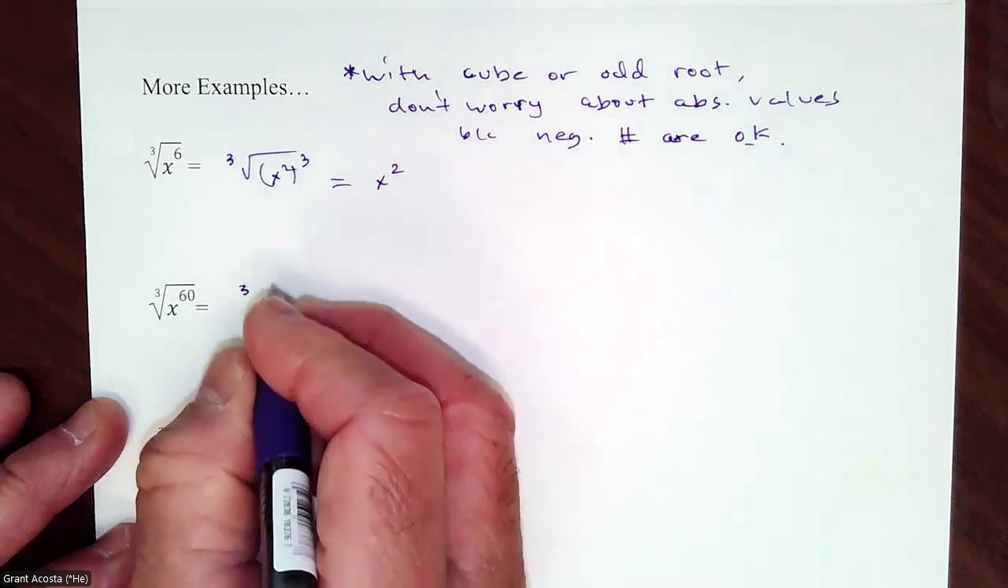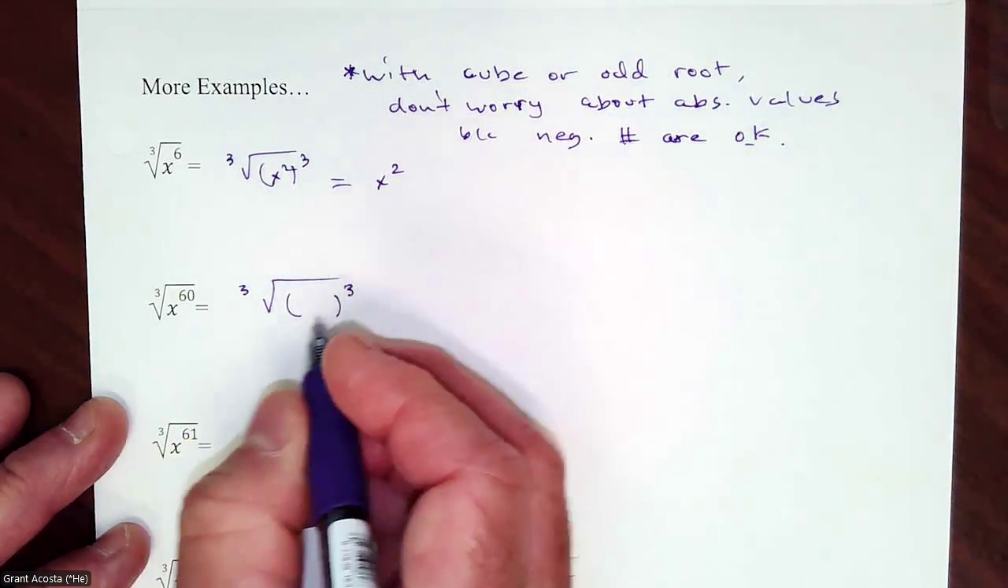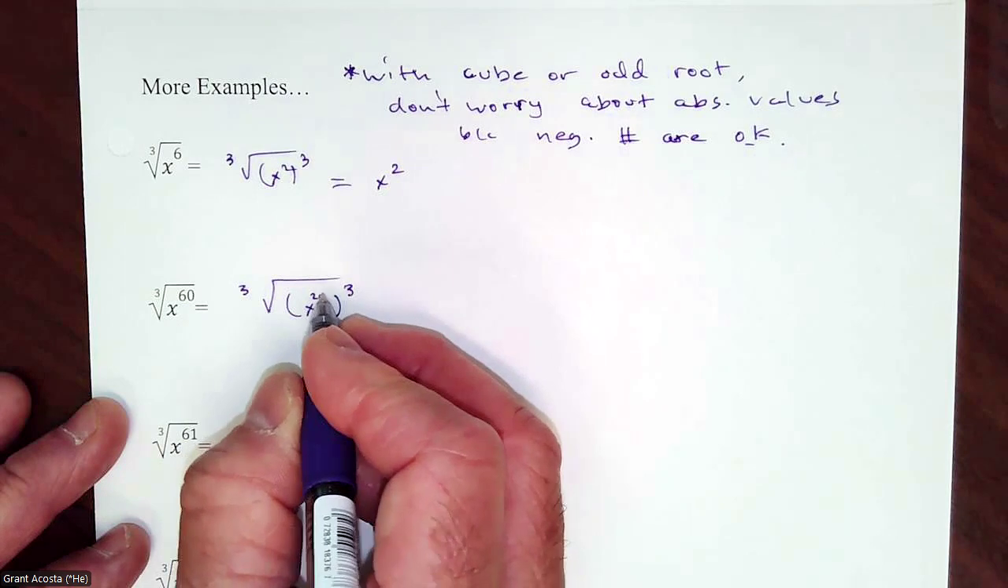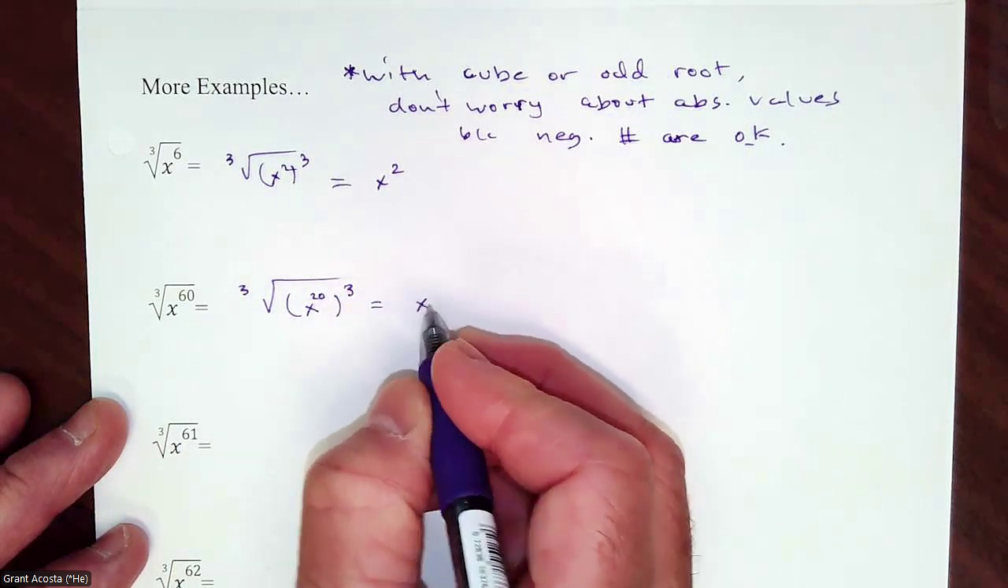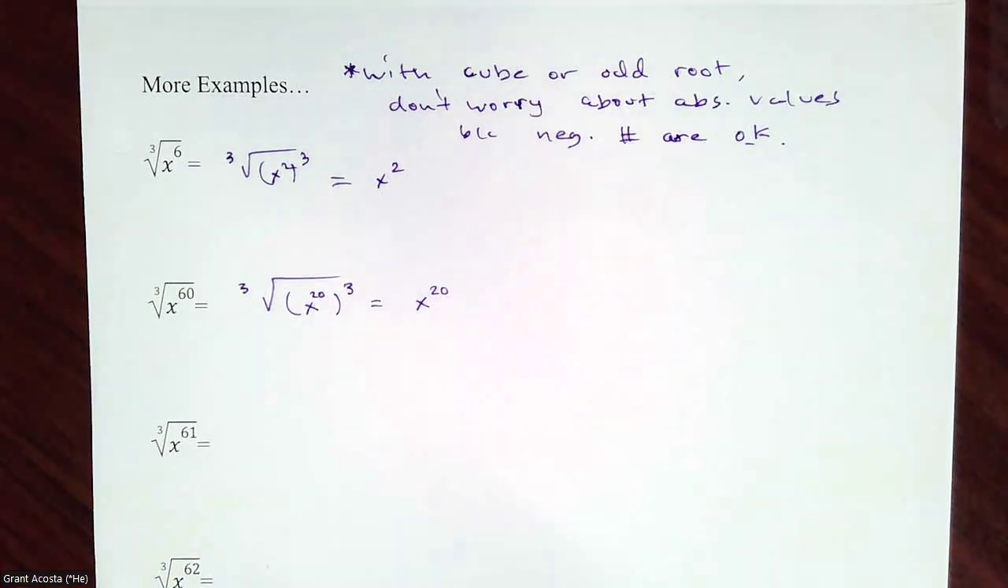X to the 60th is what cubed? That is x to the 20th. So that's going to just be x to the 20th power.